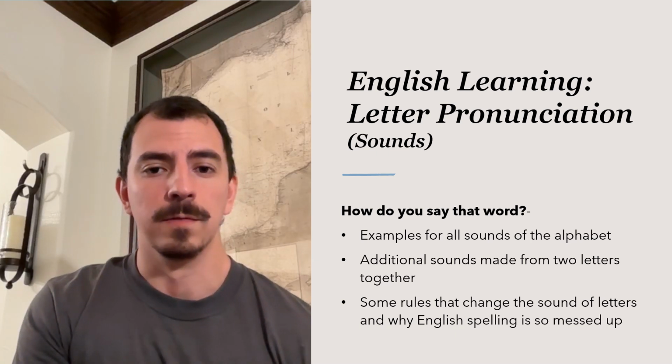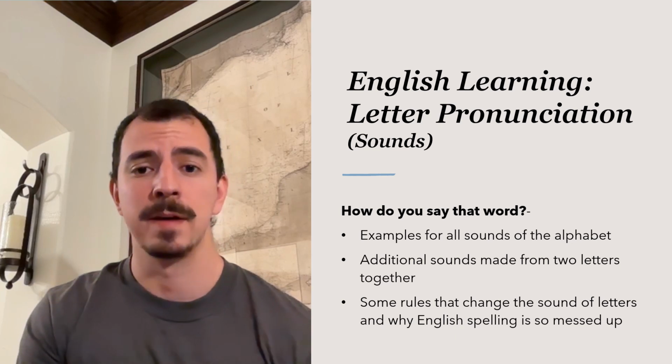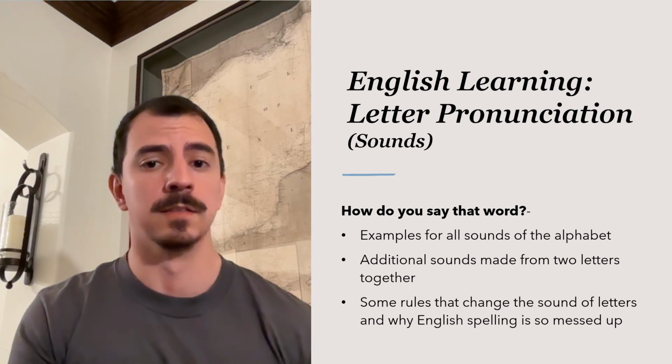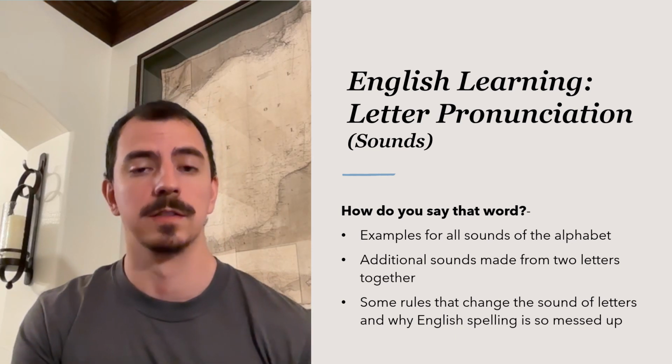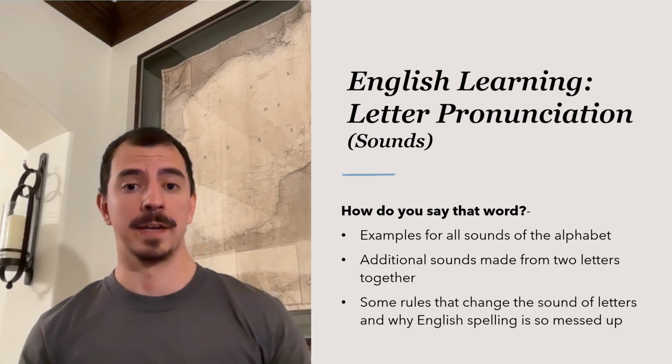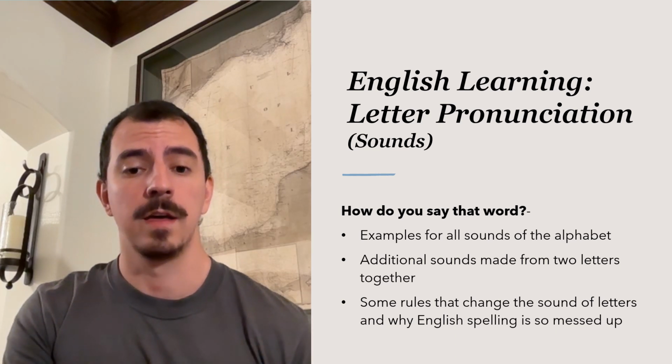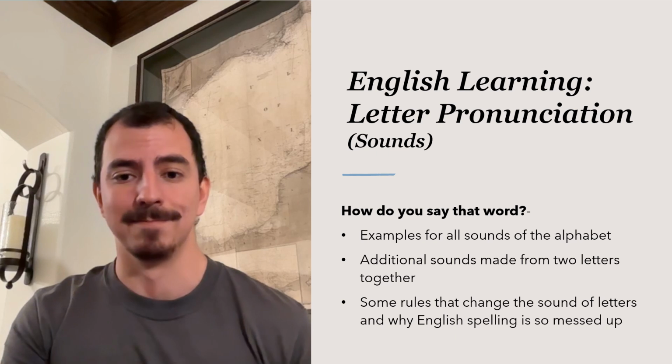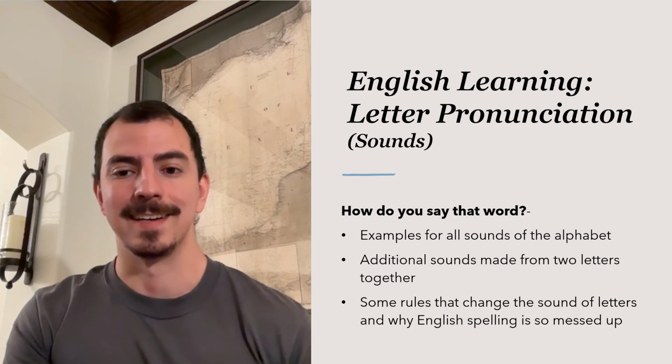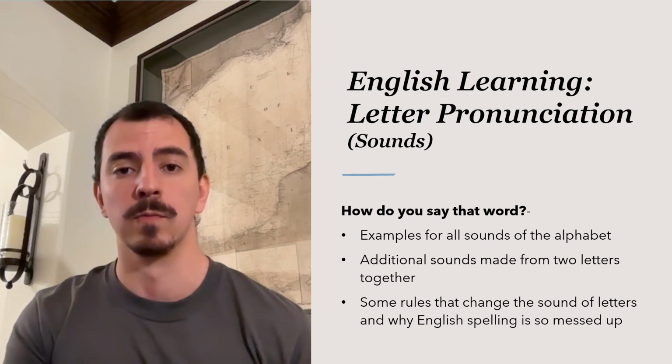Today we're going to be going over how to pronounce the letters of the alphabet and then also combinations of letters. So when two letters are put together, certain ones make different sounds or combinations of sounds. We're going to be covering hopefully all the sounds that need to be made in English and how to properly pronounce them and some examples of the words.